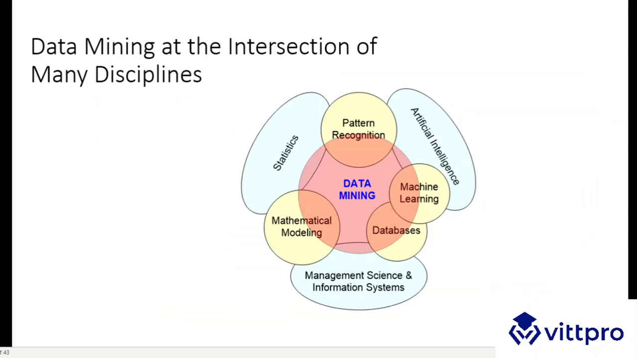So data mining sits at the intersection of many disciplines. Data mining involves a lot of things. It includes mathematical modeling, statistics, regression analysis, permutation combinations, and time series analysis. It involves pattern recognition, machine learning, knowledge of databases, management science and information systems, and artificial intelligence. So when all these intersect, that's data mining. This looks something like a Venn diagram, right?